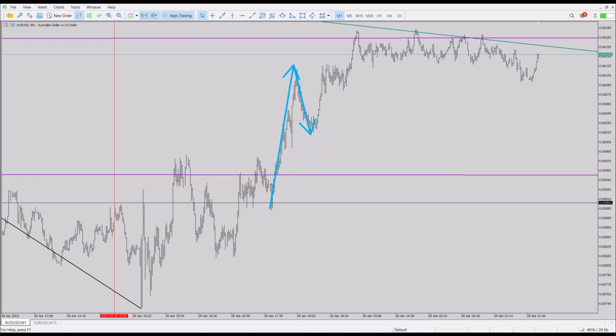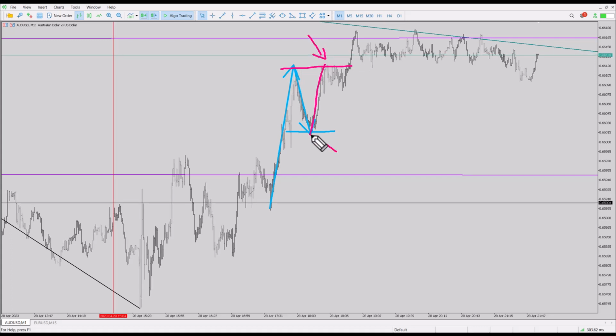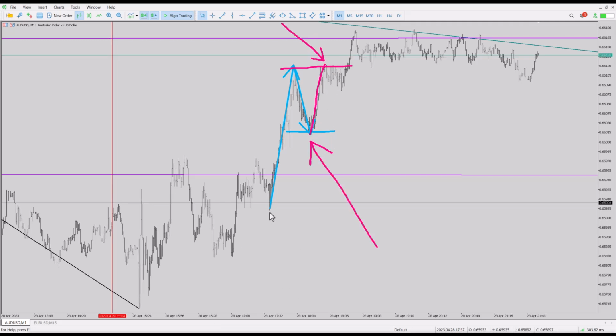Let me get a pen. You enter at this area and ride the market to the previous top. This is where you should exit the market. Entry is down here, exit is up there. That's how you do the fractal analysis.